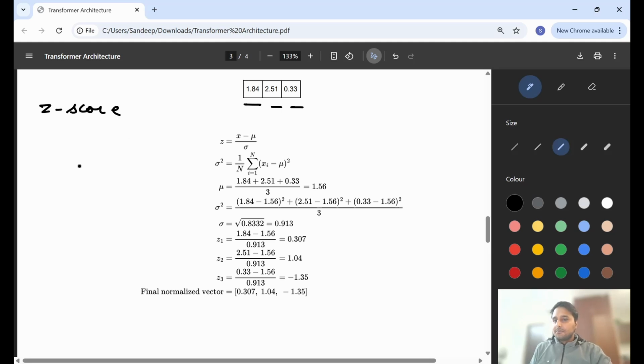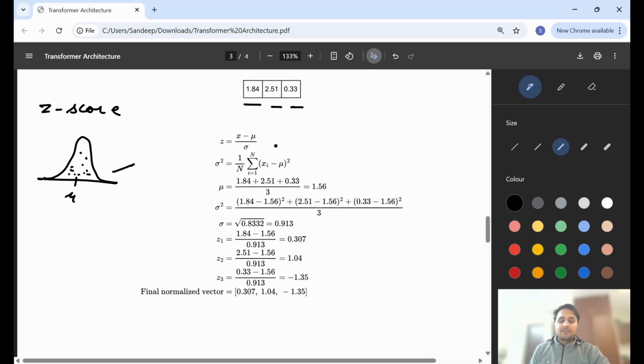Now you all must be thinking, what is Z score? Z score tells us how many standard deviations a specific point is away from the mean. You can think like this: there are points, and this is our mean. So let's take 1.84. I will explain this using the normal distribution after this explanation completes.